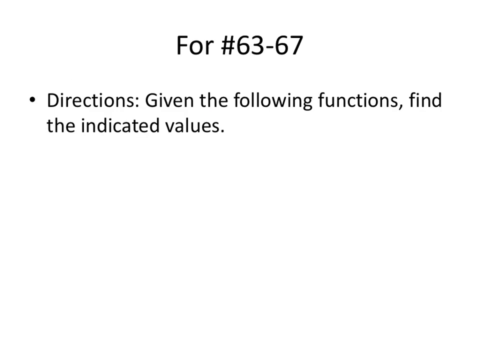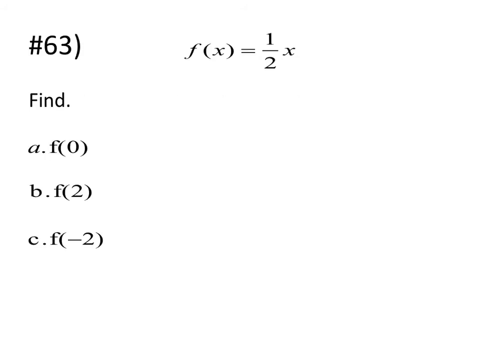Alright, 63 through 67, it says, given the following functions, find the indicated value. So f of x equals 1/2 x. So they want us to find f of 0. So we're going to say f of 0 is equal to 1/2 times 0. Well, anything times 0 is 0.